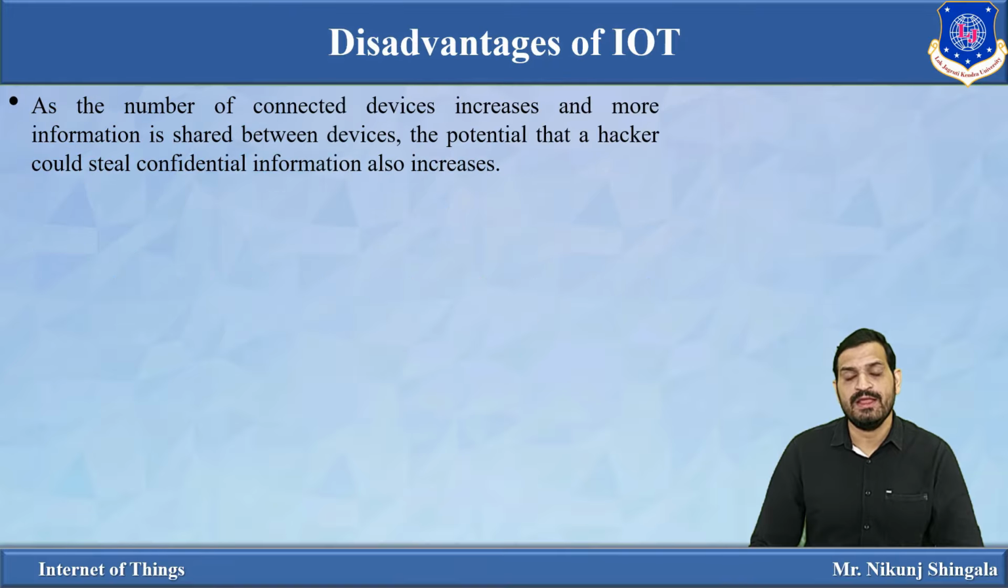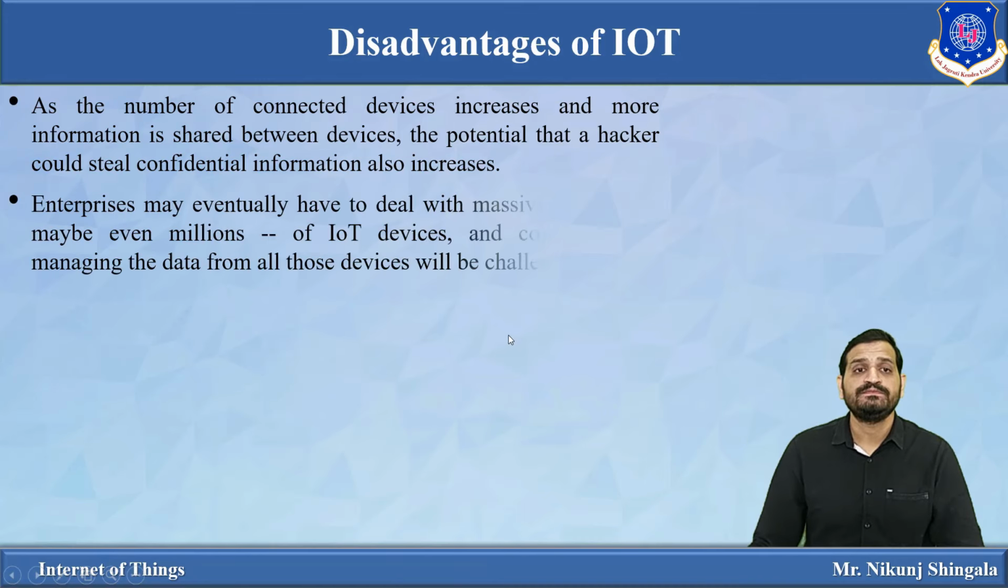Now, which are the disadvantages? There are many disadvantages of IoT. As the number of connected devices increases, more information will be shared between the devices. All the information will be available to the network. So a hacker can steal your confidential information, and that is one of the threats whenever we are connected to the internet.